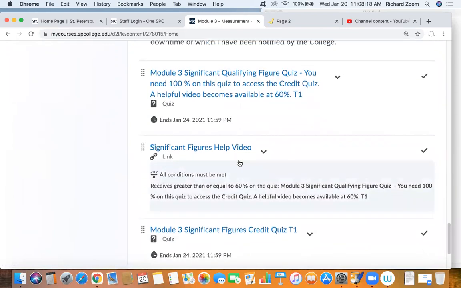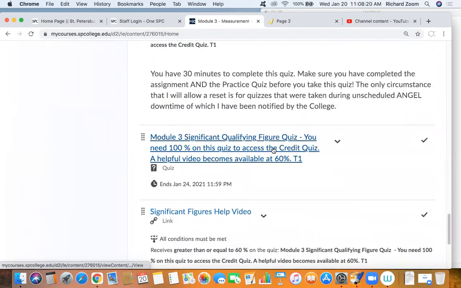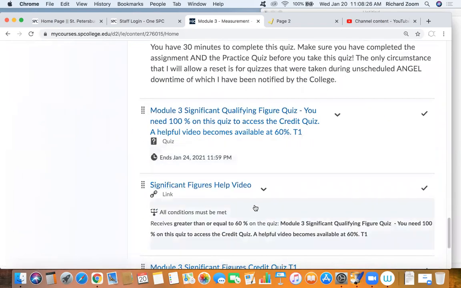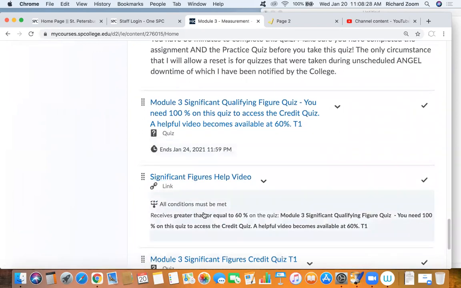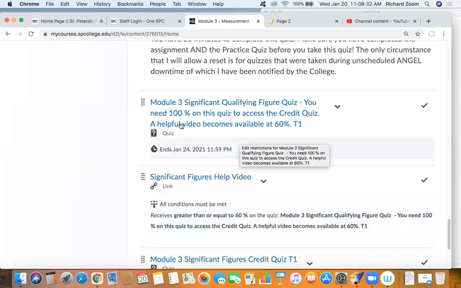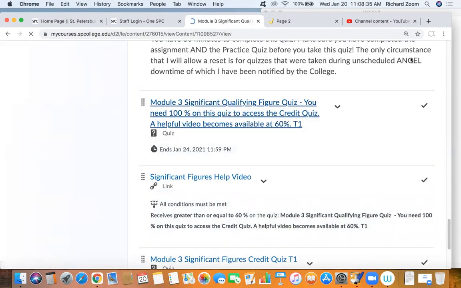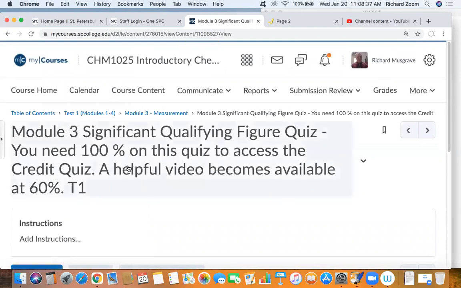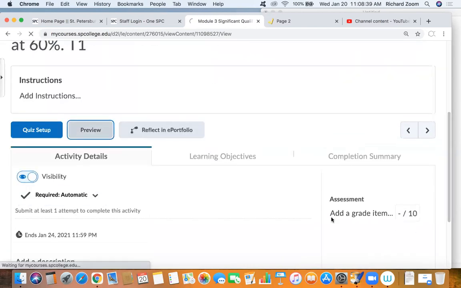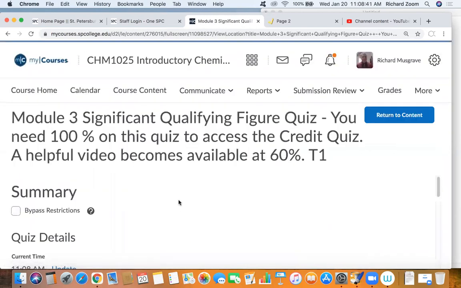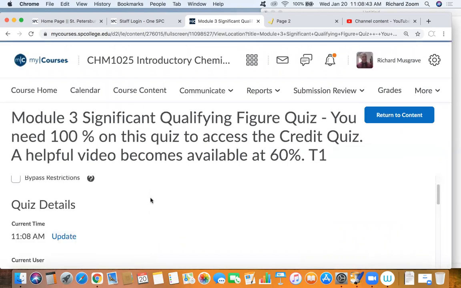significant figures quiz, and you need to get 100% on this in order to get access to the credit quiz. And then there's a significant figures help video that comes up once you've gotten 60% on the quiz, but since you're here, I'm going to actually show you the quiz. Show you what it looks like. I'm thinking we might even go through this together if you don't mind.